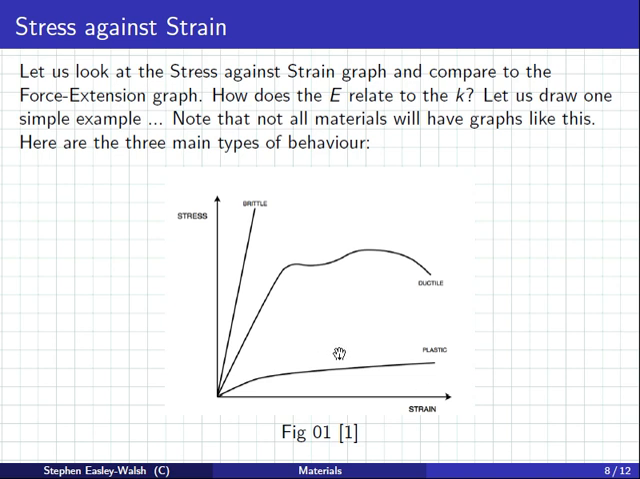Like, for example, this material here, where you increase the strain and you don't get much more stress, that's a plastic material. This material here, where you increase the strain a little bit and you get a lot of stress, that's a brittle material. That means actually it'll break quite easily now. This middle material is what we were looking at in the last lesson, is actually called a ductile material.